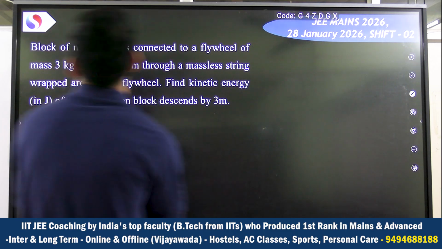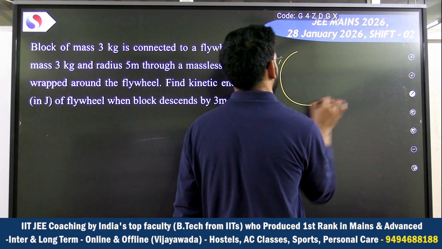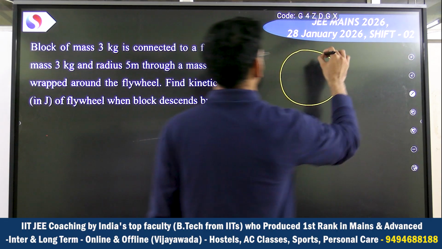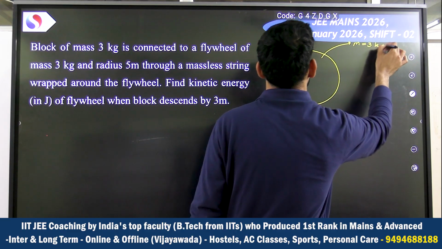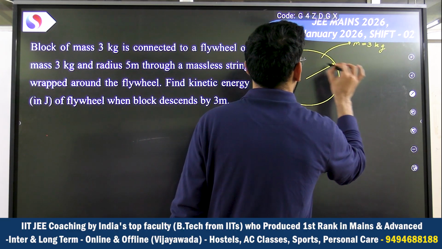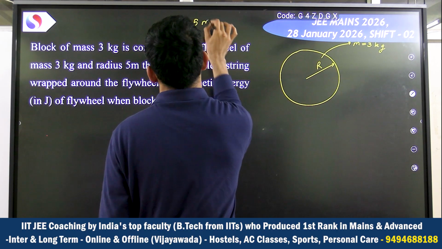Okay. See here. This is very general question. Flywheel like this, okay, wheel of mass 3 kg. So it has the mass m equal to 3 kg. Okay. And radius 5 meters. So it has a radius also, r. Okay. And r is given how much? 5 meter. We will put the value later on.